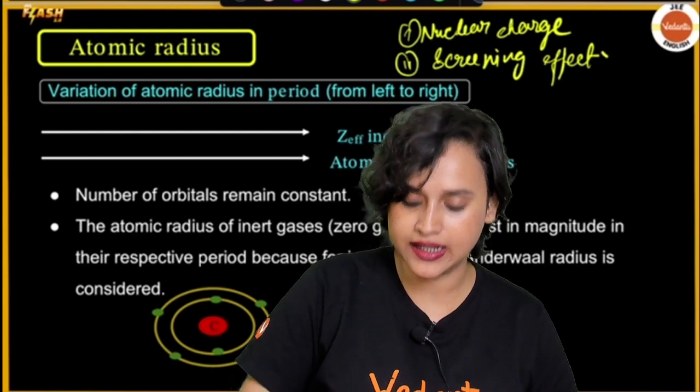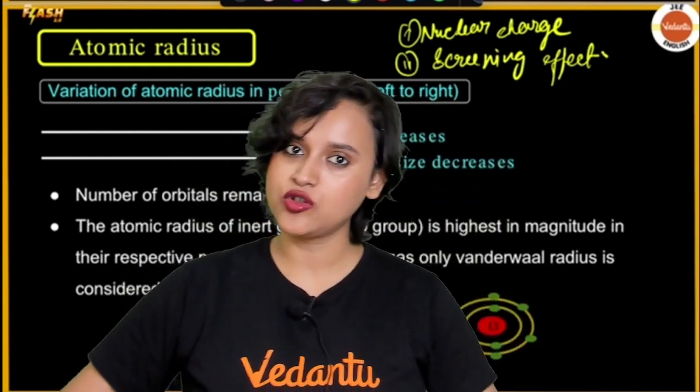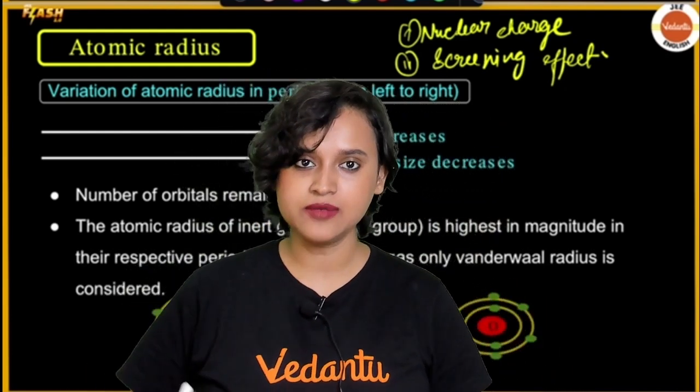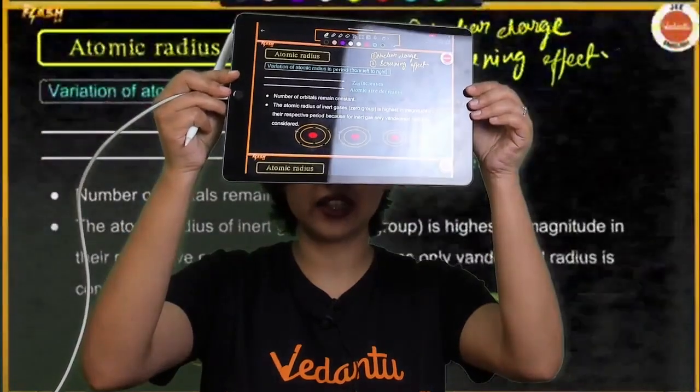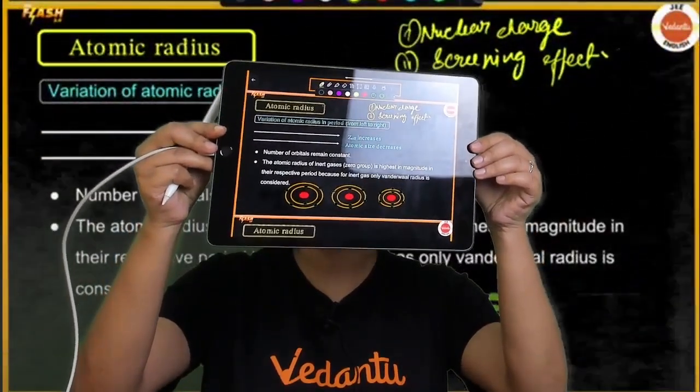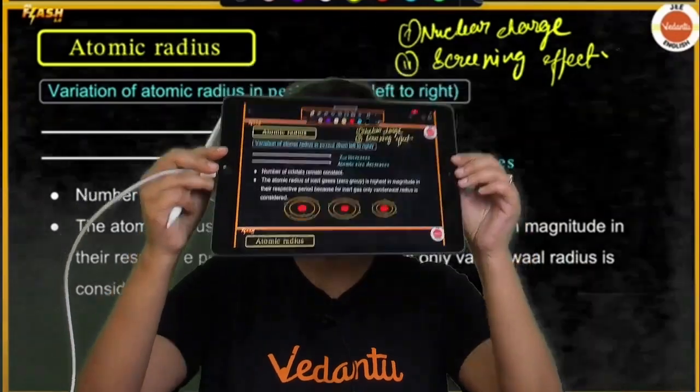Now, what is the screening effect? My dear students, now you can see my face. Now you can see my face, but now you cannot. This is called a screening effect. See, now you cannot see my face. Can you see my face? No, you can only see the iPad. So this is called your screening effect.